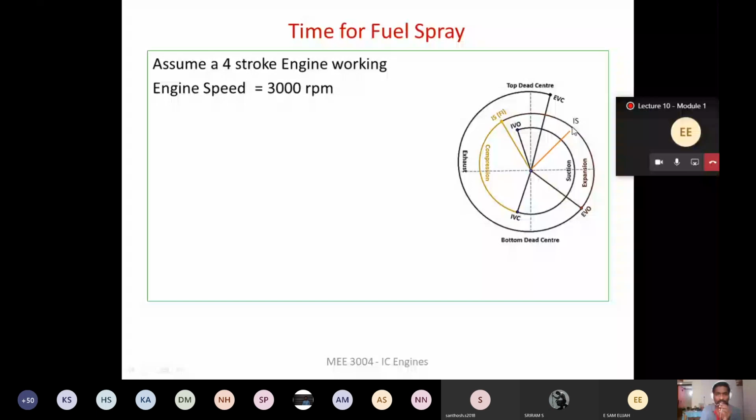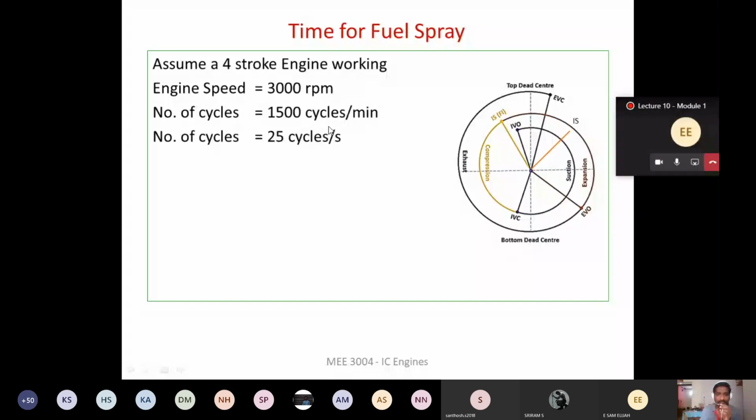Assume a 4-stroke engine which is operating at 3000 RPM. Then the number of cycles per minute is going to be divided by 2, because for every 2 revolutions of the crankshaft, we have one complete cycle of operation. So the number of cycles per minute is going to be 1500 cycles. In terms of seconds, 1500 divided by 60 comes to 25 cycles per second.